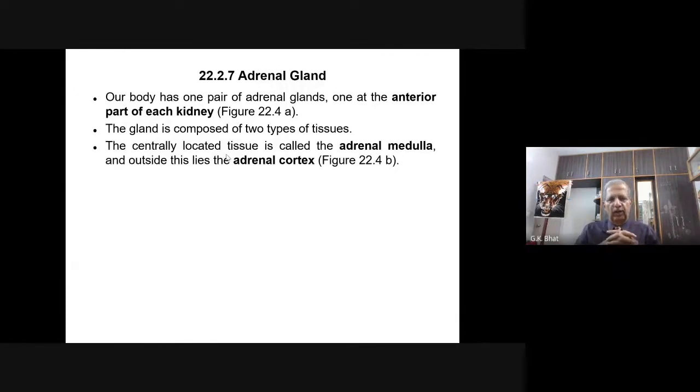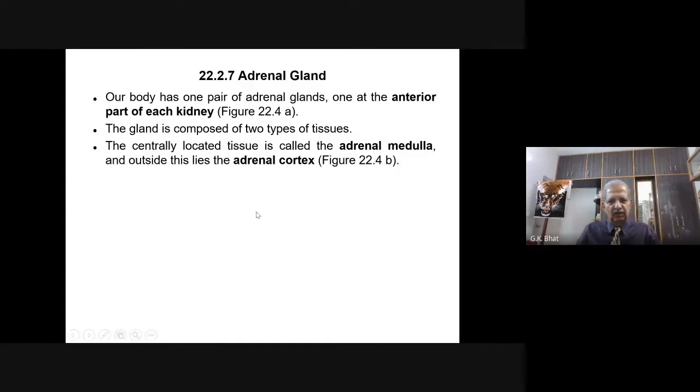Now, let us look into another gland. This gland is the adrenal gland. The gland which is present attached to the kidney, anterior to the kidney, adrenal. Our body has a pair of adrenal glands, one at the anterior end of each kidney. The gland is composed of two types of tissues. The centrally located tissue is called adrenal medulla, and the peripheral one, which is situated outside, is called adrenal cortex.